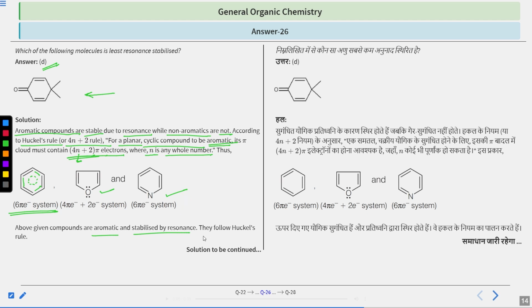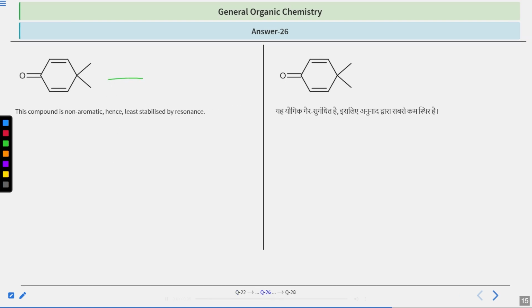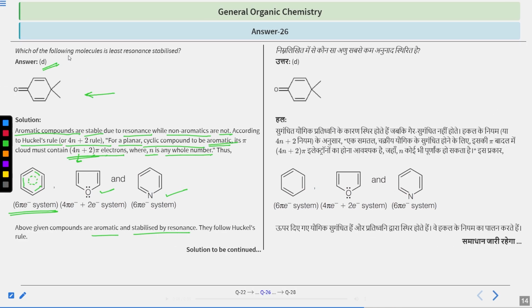They follow Huckel's rule. But the compound given in option D is non-aromatic because it does not follow Huckel's rule, hence it is least stabilized by resonance. Aromatic rings are more stabilized by resonance than non-aromatics, right? If any cyclic or planar ring wants to be aromatic, it should follow Huckel's 4n+2 pi rule. This compound does not follow it. That's why it is non-aromatic, and that is why it is least stabilized by the resonance factor. And thus, option D is the correct answer because we have asked about the least resonance stabilized structure. So option D, having this structure, is the correct answer, which is least resonance stabilized.